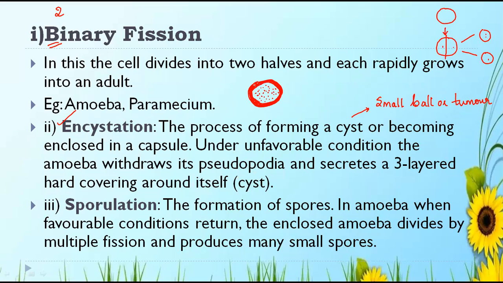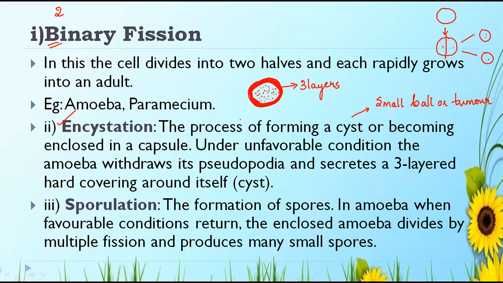So what happens here? The hard covering is a hard layer, three layers. A three-layer covering is formed around itself, and it forms a cyst.